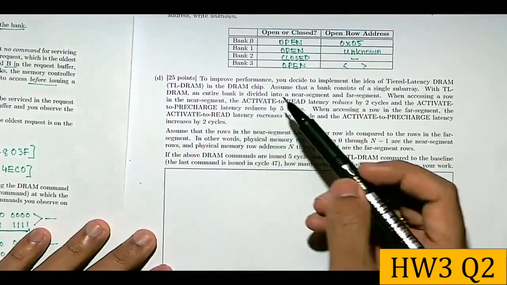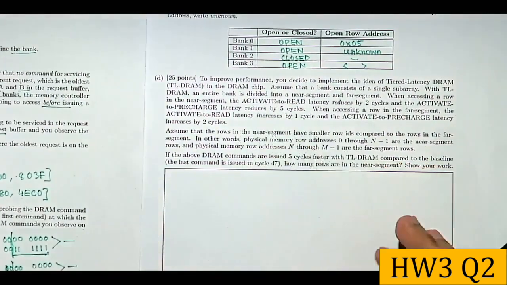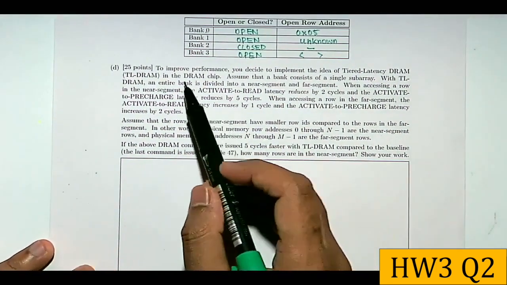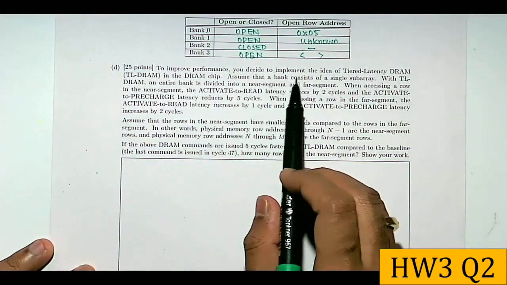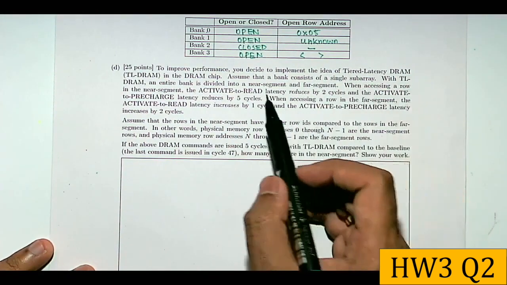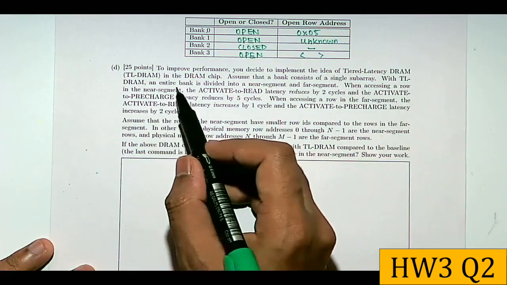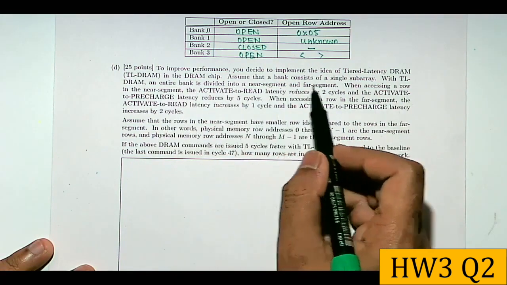So, okay, this question basically talks about the TLDRAM architecture. You probably have gone through the TLDRAM architecture, right? It basically says that to improve the performance, you decide to implement the tiered latency DRAM. Now, assume that the bank consists of a single subarray. With TLDRAM, an entire bank is divided into a near segment and the fast segment.